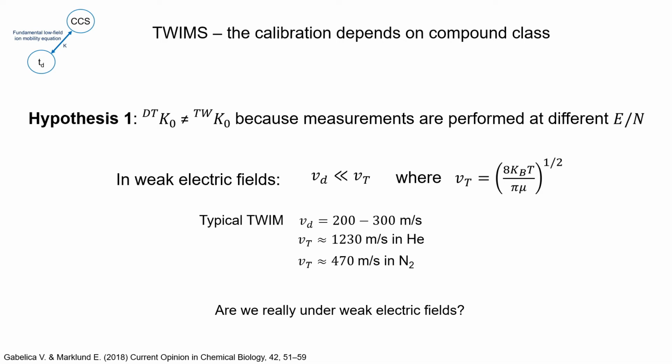However, also in trapped ion mobility, TIMS, we work at quite high fields, quite high E over N ratios, and the drift velocity is of the same order of magnitude as the thermal velocity. But in TIMS, we do not see this behavior. I mean, by contrast to the traveling wave, in TIMS there is no compound class dependence. This means that probably this hypothesis is not completely holding the main reason.